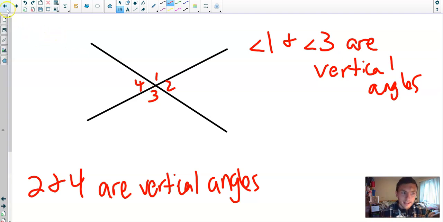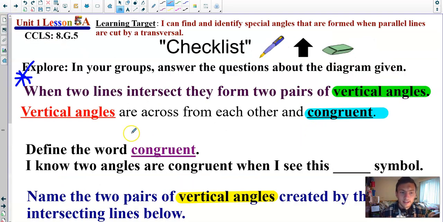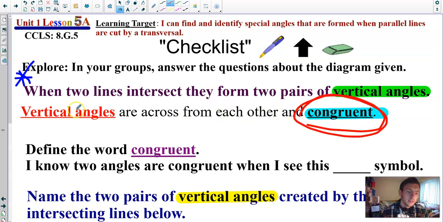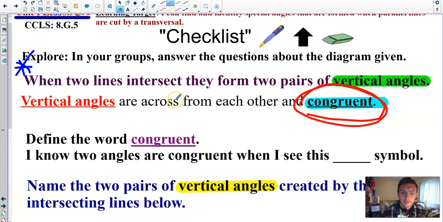And the reason that is important, and we said it right here, is because vertical angles are congruent. What does the word congruent mean?